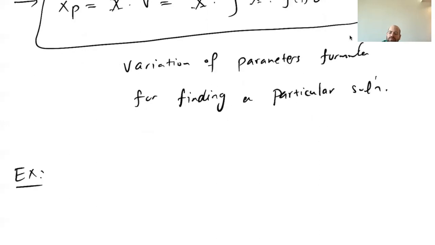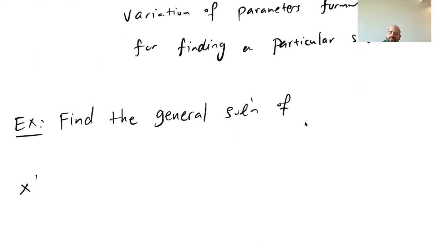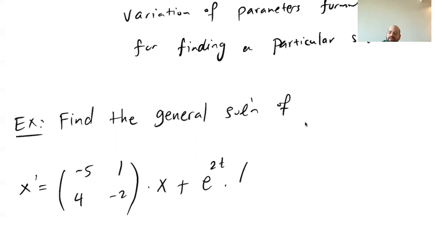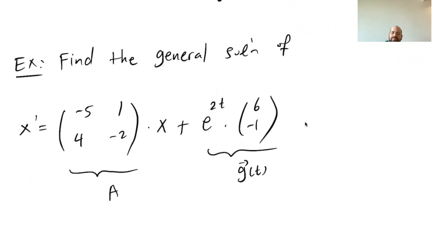Example: find the general solution of this system. Let's say X prime equals [-5, 1; 4, -2] times X plus e to the power 2t times the vector (6, -1). So this is our matrix A, and this is our G of T, the vector.